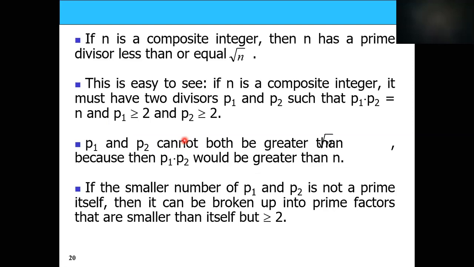Dear student, if n is a composite integer, then n has a prime divisor less than or equal to the square root of n. It is easy to see that if n is a composite integer, it must have two divisors p1 and p2 such that p1 and p2 can be written as a product giving this composite number.